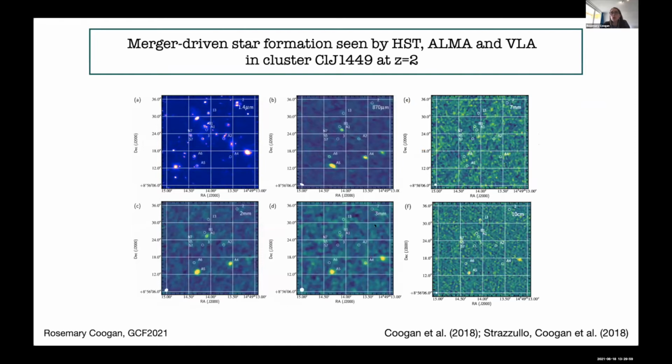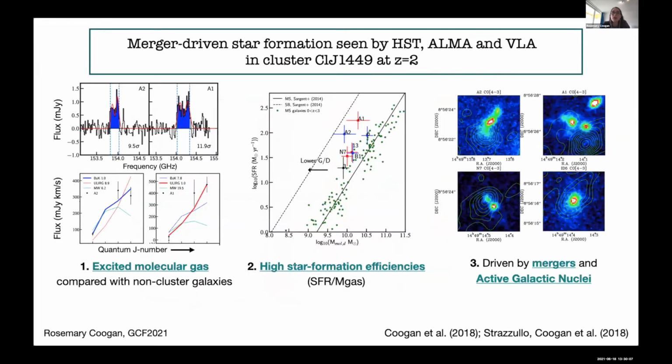For what I'm going to talk about today, we're mainly using submillimeter and radio observations, and we have a nice set of those from ALMA and VLA. I'll quickly summarize what we know about the galaxies. Through their CO observations, we know that they have very highly excited molecular gas compared to field galaxies at this redshift. We know that they have high star formation efficiencies compared to field galaxies, on the Kennicutt-Schmidt relation.